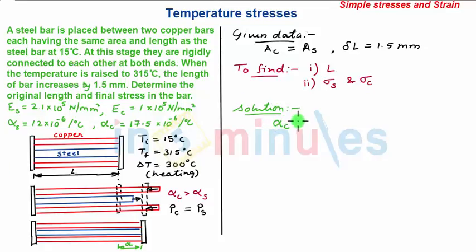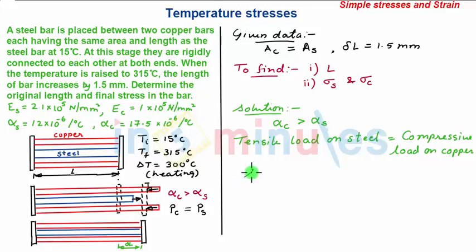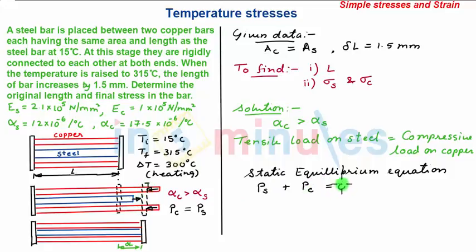Now as alpha C is greater than alpha S, we have tensile load on steel which is the same as the compressive load on copper. So we first start with the static equilibrium equation, which is nothing but the force balance equation, as the steel and copper bar together constitute a statically indeterminate structure. Now we'll first assume that the load on the steel as well as the copper bar is tensile. So we write the equation in this way: PS, which is the total load on the steel bar, plus PC, which is the total load on the two copper bars, is equal to 0. Why? Because there is no external load applied.